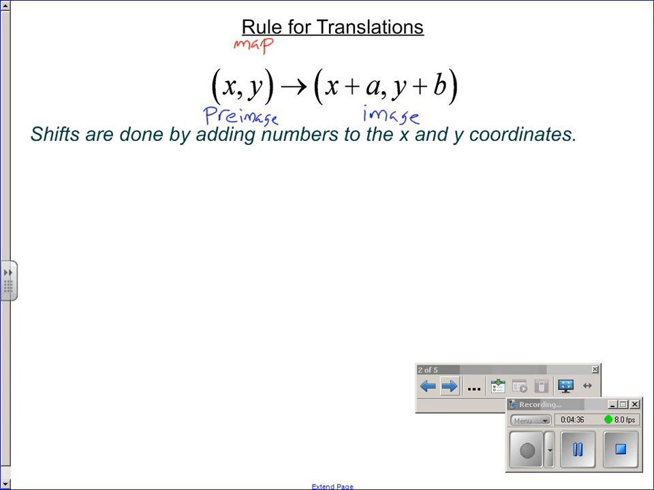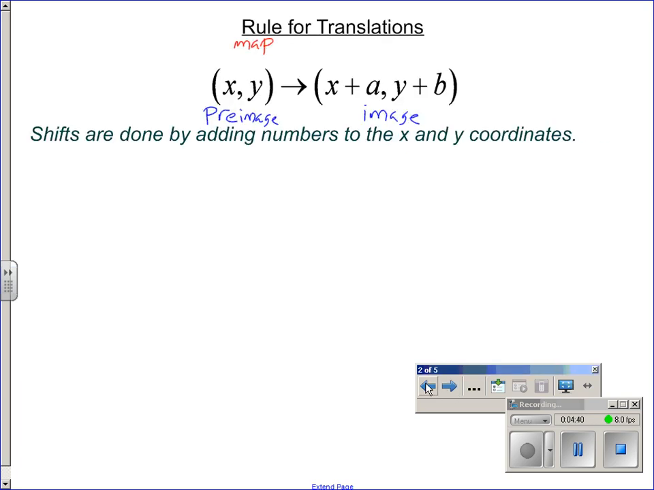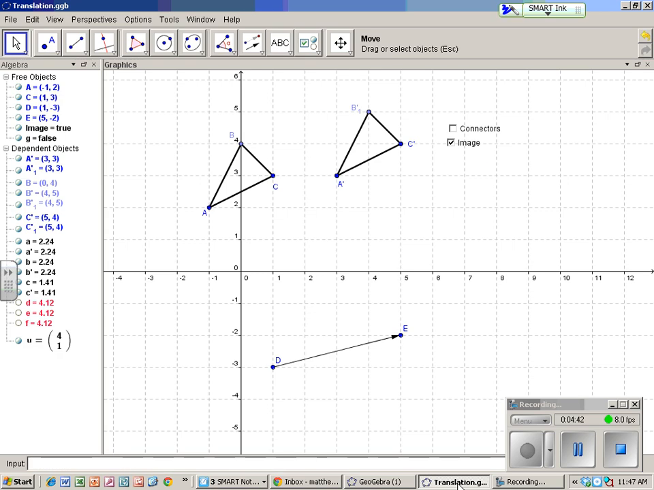Let's go back to this drawing. And so what we're doing, in this instance, is drawing from point D. Remember, this vector told us what direction and how far we're going.